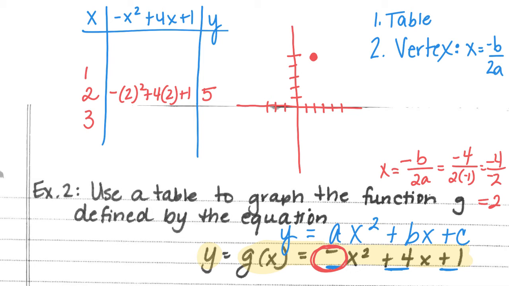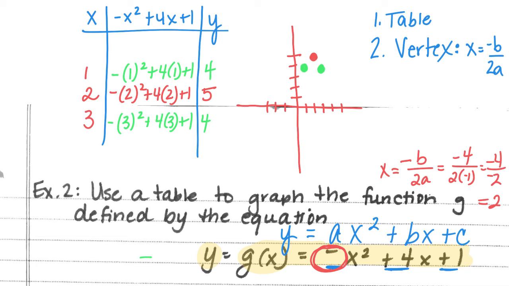If I plug in a 1, negative 1 squared plus 4 times 1 plus 1, well, negative 1 squared is negative 1, plus 4 is 3, plus 1 is 4. So it looks like this is going to go right through 1, 4. And I know because it's symmetrical, this will be the exact same thing. So negative 9 plus 12 is 3, plus 1 is 4. So at 3, 4, I also have a dot.